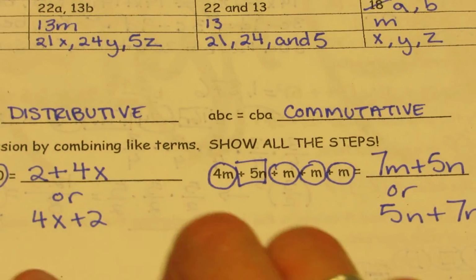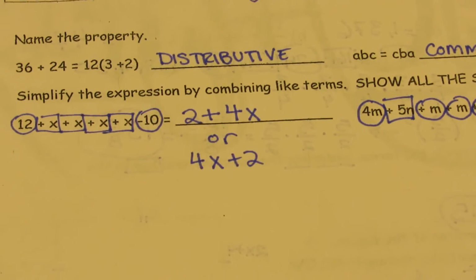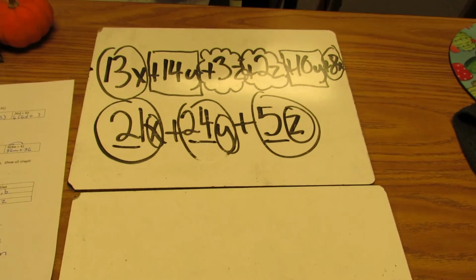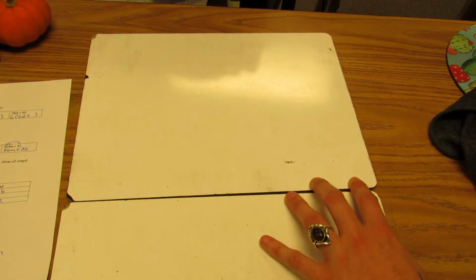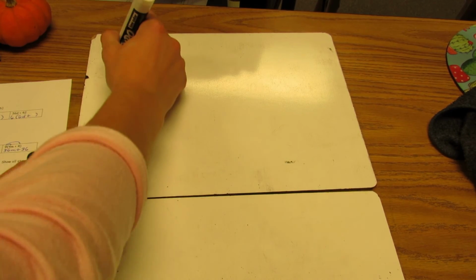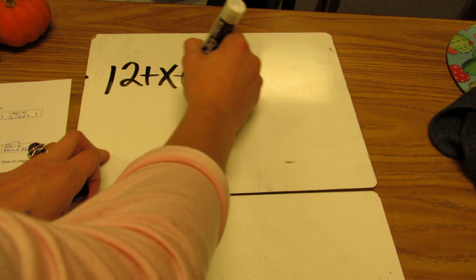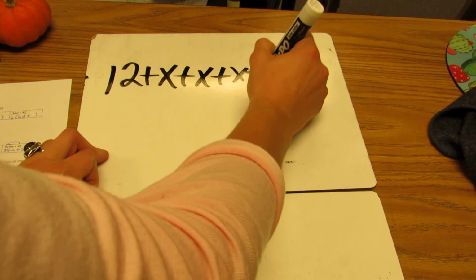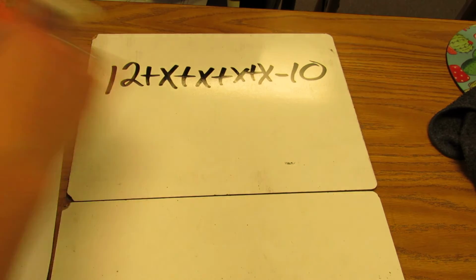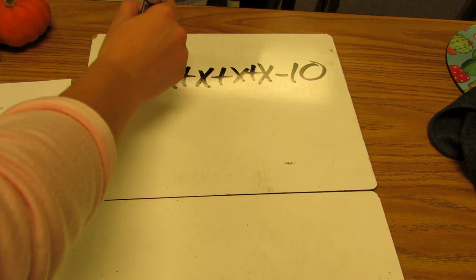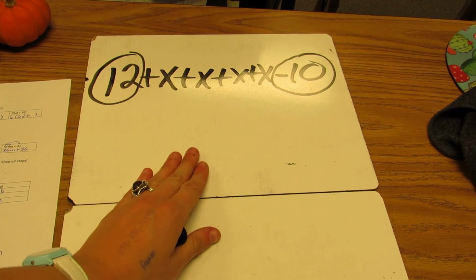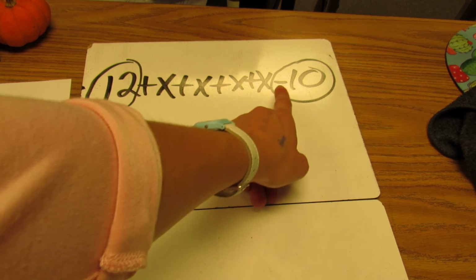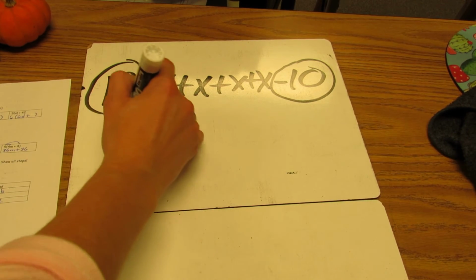And again, simplifying the expression for these last two problems, we can go ahead and do the first one, and I'll show you guys how to do that so you can do the last one on your own. All right, so it says 12 plus x plus x plus x plus x minus 10. So I want to go ahead and combine my like terms. So positive 12 is a constant, and so is negative 10. Guys, that's not a positive 10, that's a negative 10. So if I look at this, 12 minus 10 gives me 2.